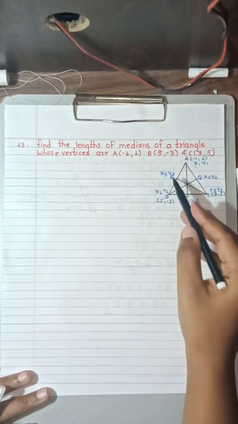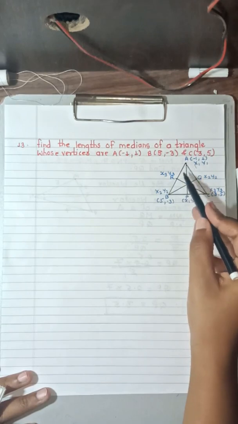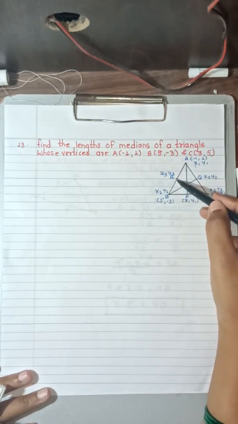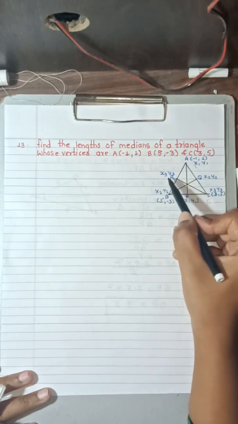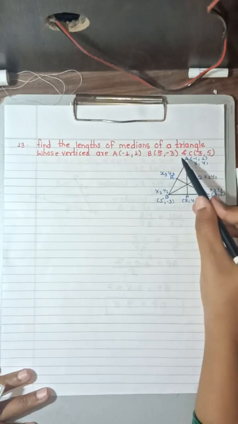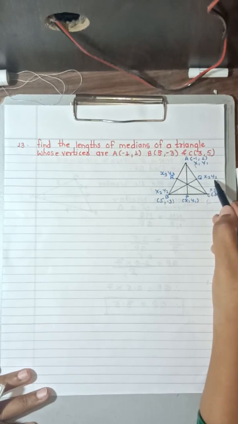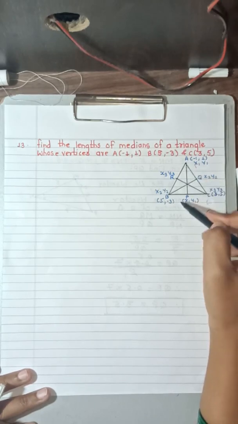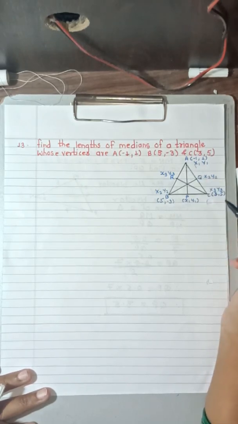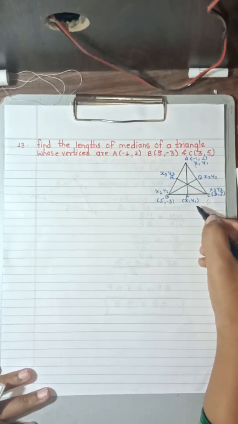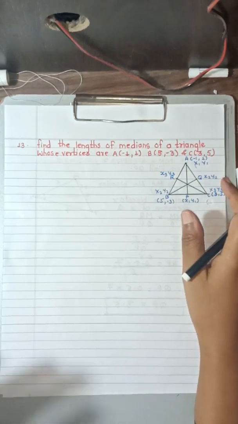Now if you see the medians, this point R is the midpoint of segment AB. For coordinates of R I have written small x3, small y3. Now if you see this side AC, Q is the midpoint of AC, and for Q coordinates I have written small x2 and small y2. Similarly here BC, P is the midpoint of BC, coordinates of P I have written small x1 and y1. So don't get confused over here.